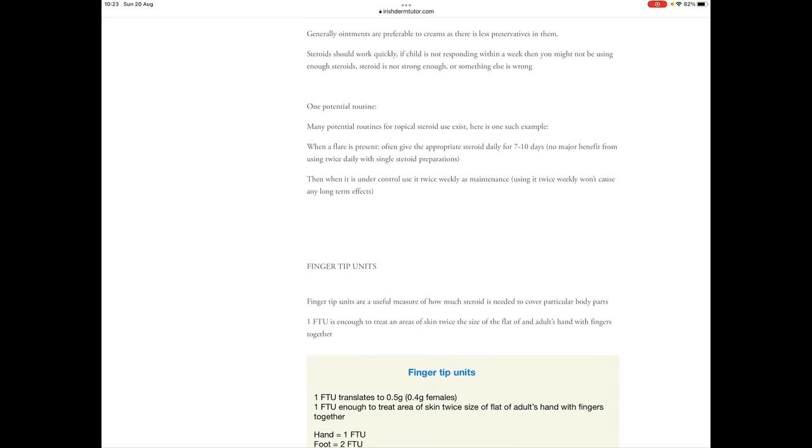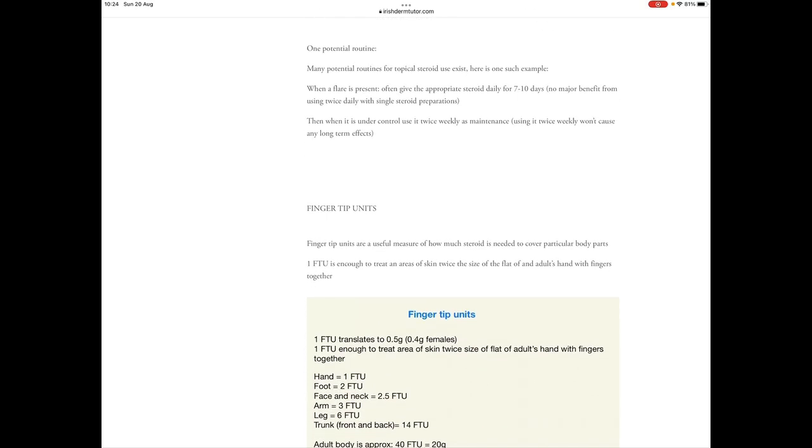As mentioned before, generally ointments are preferable to creams as they have fewer preservatives in them. And steroids should work quite quickly. So for instance, if a child is not responding to a steroid within a week, and it's an appropriately strong steroid, then there are a few issues. You might not be using enough steroid, it's not strong enough, or something else is wrong. For instance, they might have an allergy to the area, or they might have a food allergy that keeps exacerbating the rash. But the key thing is you want to use the right treatment as a trial in the first instance. You don't jump in your diagnosis to food allergy right away. You want to use the right steroid first, and then if things aren't working with the right steroids, then you need to think, is something else going on?